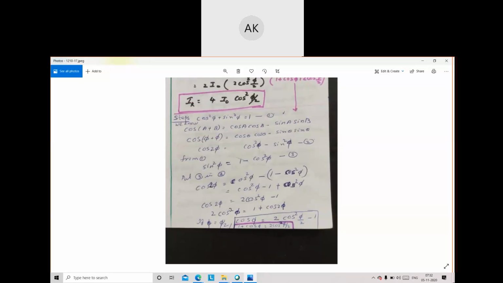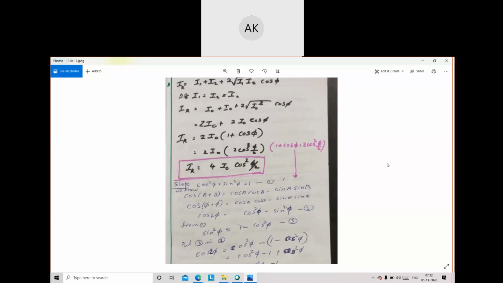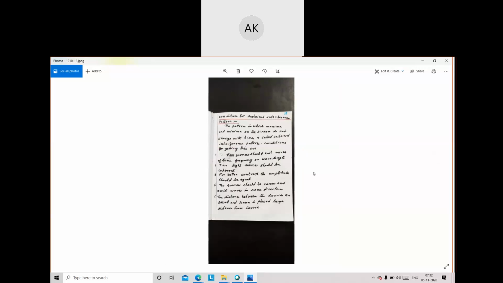Then when phi equal to phi by 2, what we get? Cos phi equal to 2 cos square phi by 2 minus 1. Therefore, 1 plus cos phi equal to 2 cos square phi by 2. That is written here. So what is the final answer? Resultant intensity is 4 I0 cos square phi by 2. So remember that formula for doing problems, application questions.